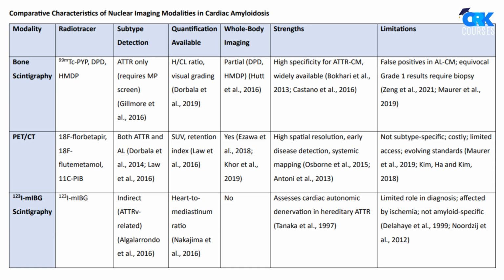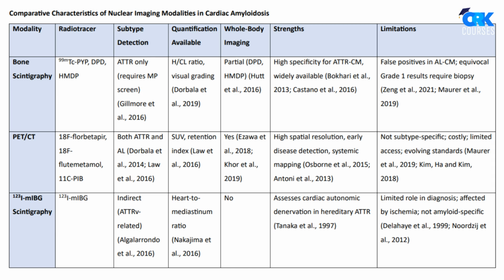Next, PET-CT. This modality utilizes tracers like 18F-florbetaben, 18F-flutemetamol, and 11C-Pittsburgh compound B. It can detect both ATTR and AL subtypes and allows for quantitative analysis using SUV and retention indices. Importantly, PET-CT offers whole-body imaging capabilities, providing high spatial resolution, detection of early-stage disease, and systemic amyloid mapping. Its limitations include high cost, limited availability, and a lack of subtype specificity. Also, standards are still evolving, making its role in routine diagnosis less established.